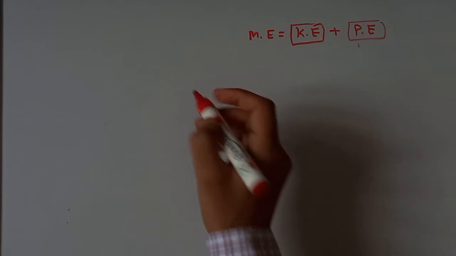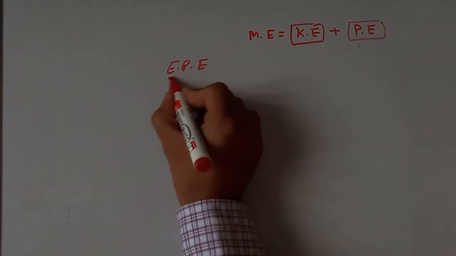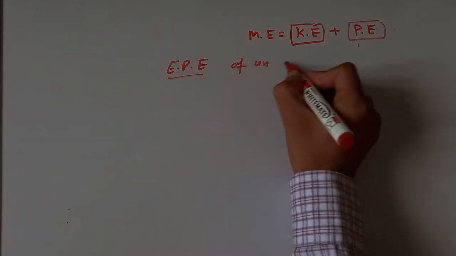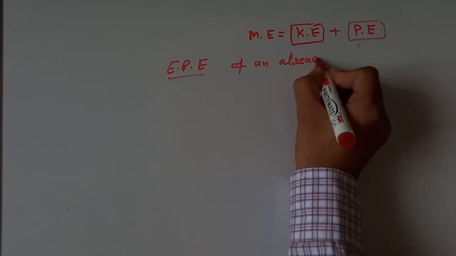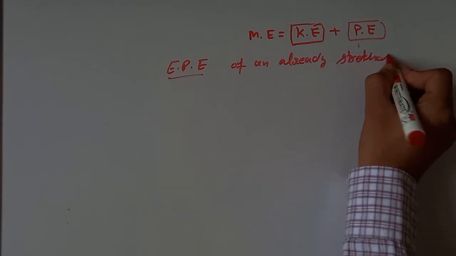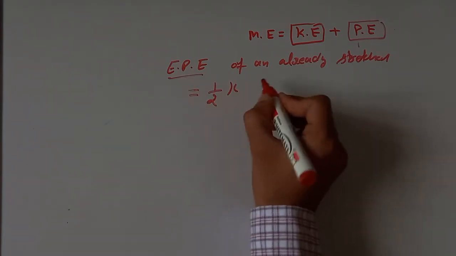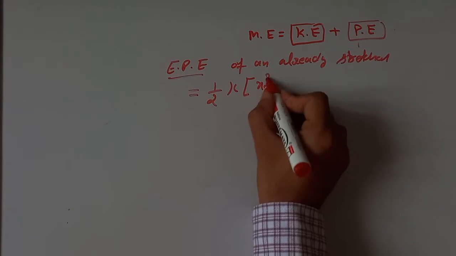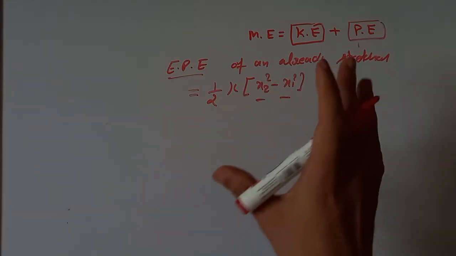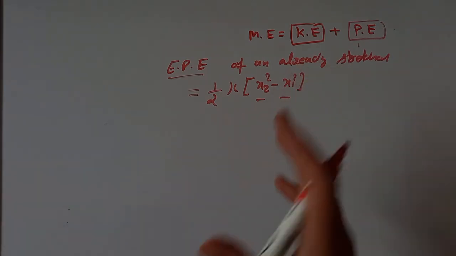And there is another important formula, that is elastic potential energy, EPE, of an already stretched spring. This is equal to half of k, where k is spring constant, into x2 square minus x1 square, where x1 and x2 are displacement of that spring. I hope these formulas are clear to you.